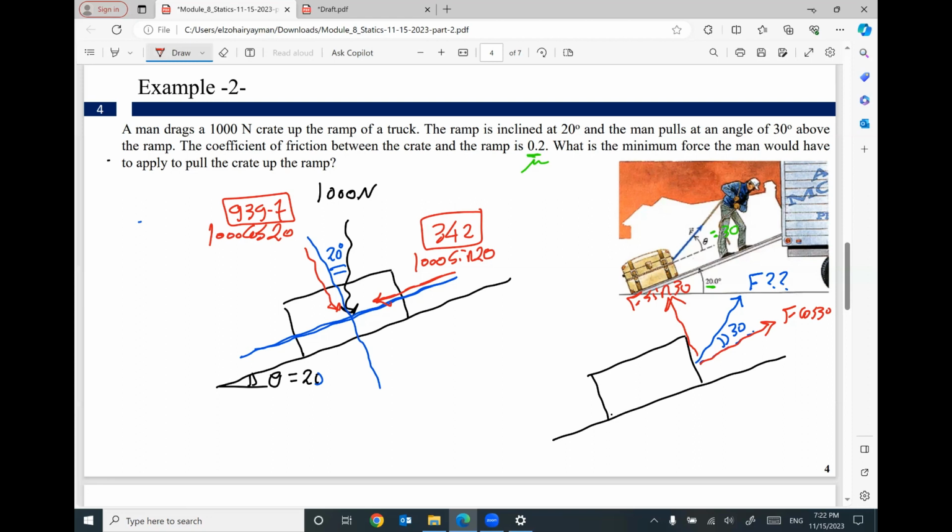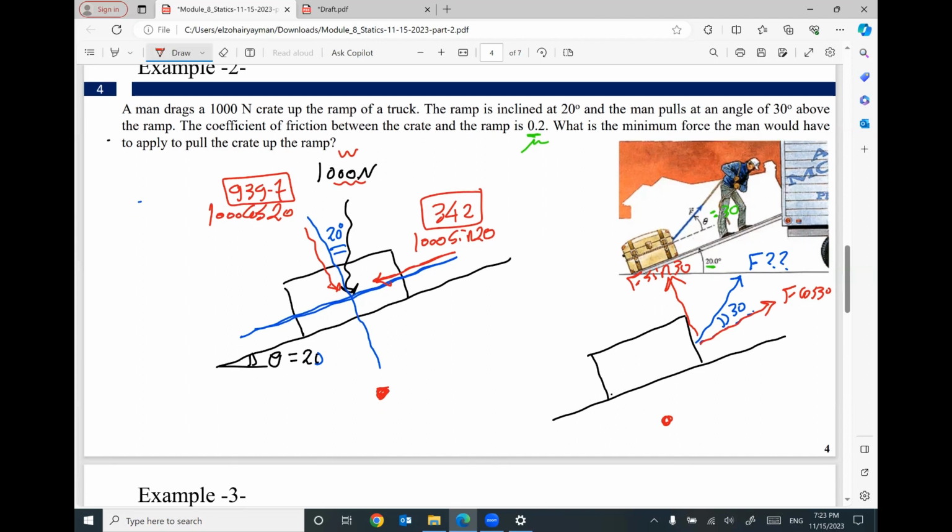Does that make sense? In this free body diagram, I broke the weight into two components, one parallel and one perpendicular. In this one, I broke the applied force with angle theta equal to 30 into two components, one parallel and one vertical. Keep in mind, both of them act at the same time.